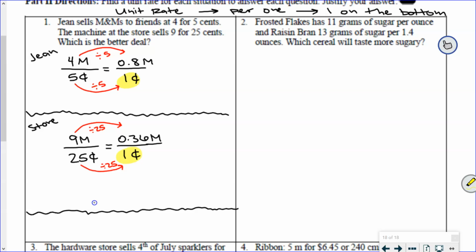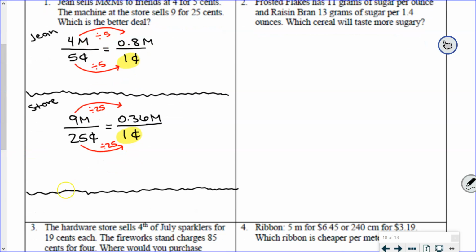Hagen? The store? Take a look again. 0.36 of an M&M? That's almost 0. Or Gene, 0.8, which is almost 1. Think of it this way, 80 cents or 36 cents, which one is bigger? The 80 cents, right? So which one is going to give you the better deal or give you more M&Ms for 1 cent? Gene. And that's what we're doing with this final section down here. We're going to actually answer the question, which is the better deal? Gene gives us the better deal.